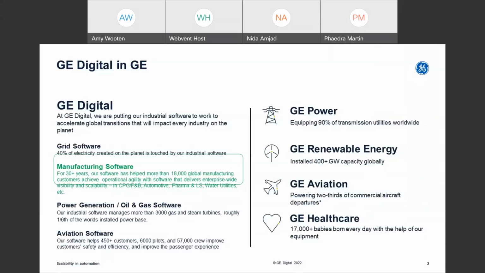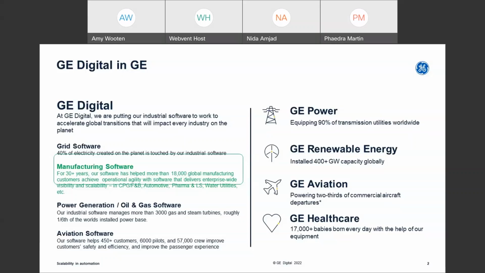All right, so before we get started, I just wanted to give you some background on who we are as GE Digital within the greater GE. I'm sure folks can see here on the right-hand side, there are many divisions within GE, and you may be already familiar with some of them, including GE Power, GE Renewable Energy, GE Aviation, and GE Healthcare. Here in GE Digital, we are really focused on industrial software, and that's industrial software to support both the various divisions within GE, such as power and aviation, but that's also to support external customers.